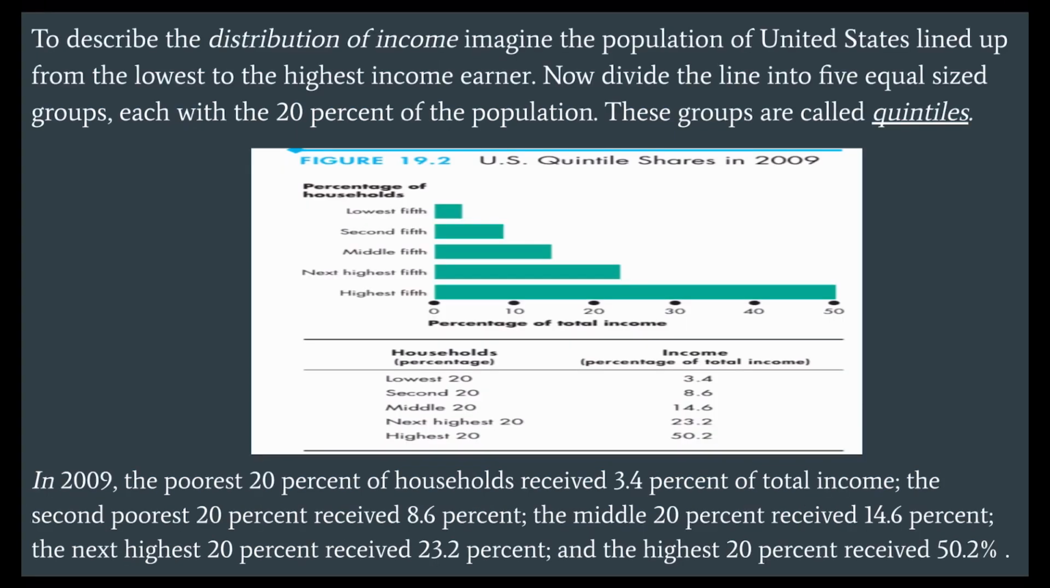To describe the distribution of income, imagine the population of the United States lined up from the lowest to the highest income earner. Now divide the line into 5 equal sized groups, each with 20% of the population. These groups are called quintiles. In 2009, the poorest 20% of households received 3.4% of total income. The second poorest 20% received 8.6%. The middle 20% received 14.6%. The next highest 20% received 23.2%. And the highest 20% received 50.2%.